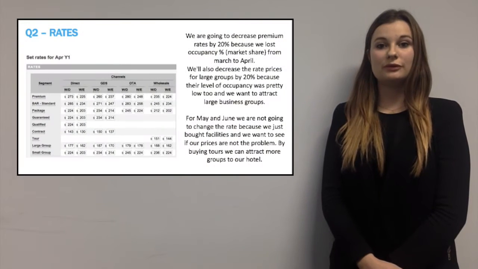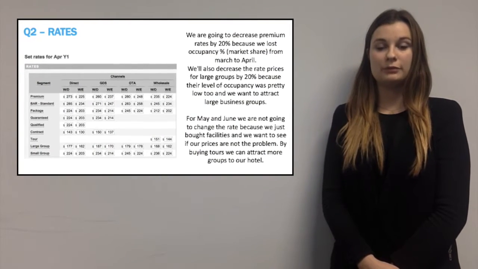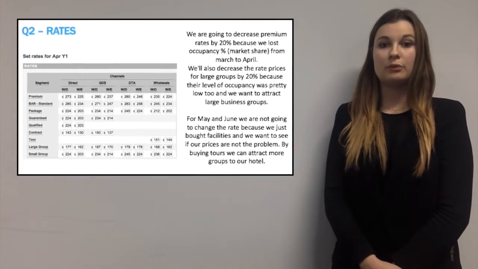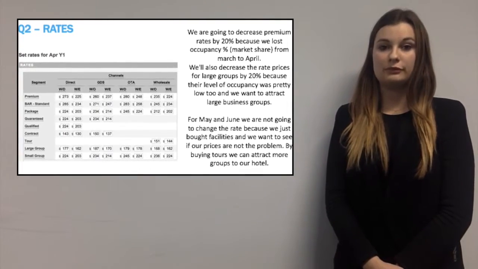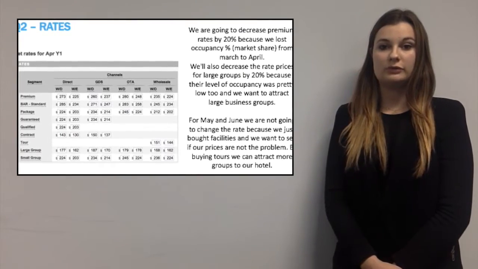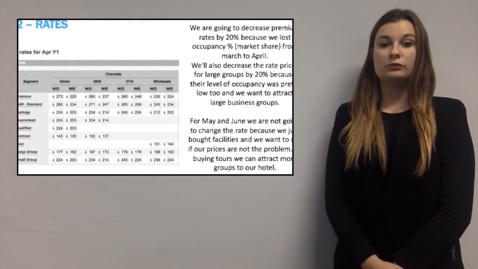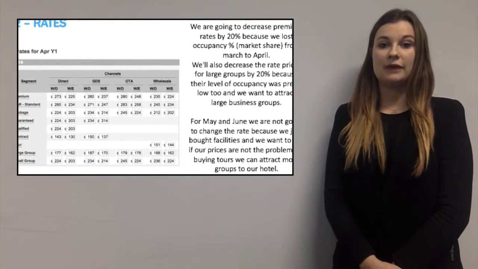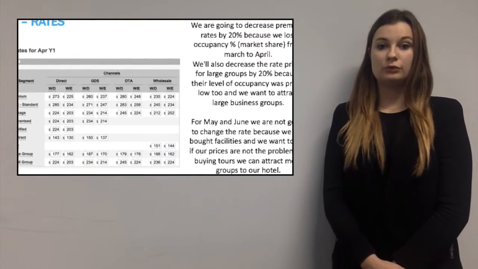Okay, so now we're going to talk about quarter 2. For quarter 2, we decided to decrease premium rates by 20% because we lost occupancy from March to April. We'll also decrease the rate prices for large groups by 20% because the level of occupancy was low and our aim is to attract large business groups. For May and June, we did not change the rates because we just bought facilities and we wanted to see the impact on our occupancy, and if our rates were not a problem. By buying tours, we can attract more groups to our hotels.